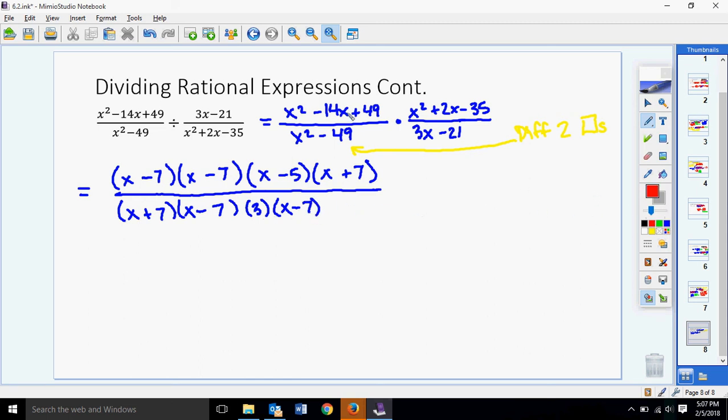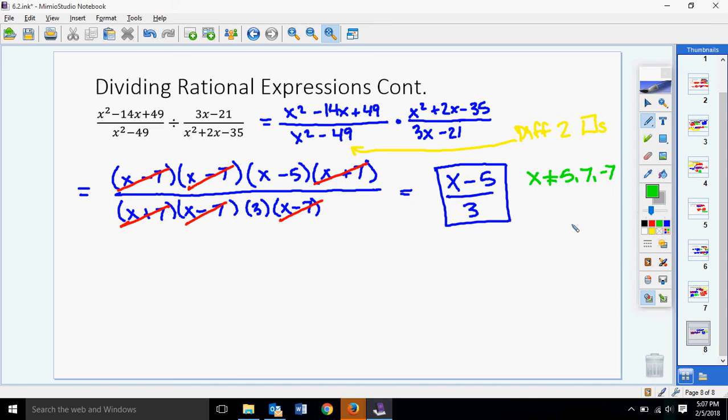Now that all four rational expressions are factored, I'm going to cancel. X minus 7, x minus 7. There's another x minus 7, and an x plus 7 will cancel as well. The numerator, I'm left with x minus 5. And in the denominator, I'm left with a 3. This is as far as I can go. Restricted domain, x cannot equal 5, 7, or negative 7.